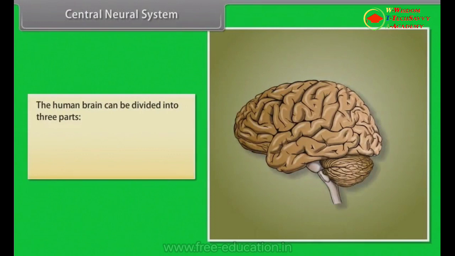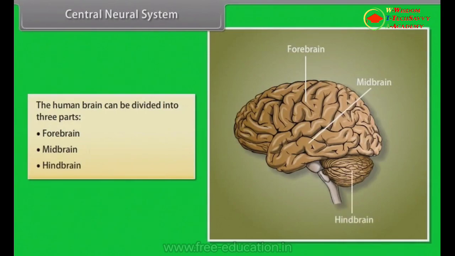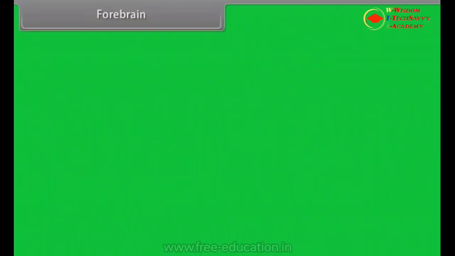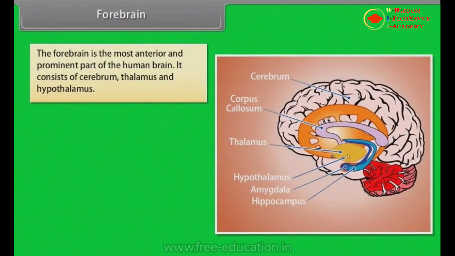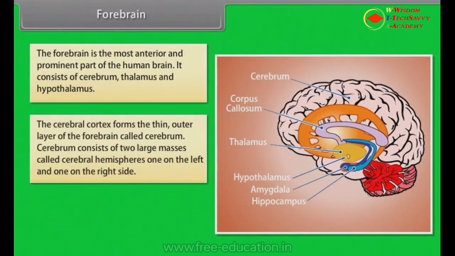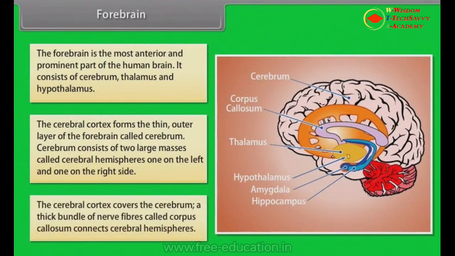The human brain can be divided into three parts: forebrain, midbrain and hindbrain. Forebrain. The forebrain is the most anterior and prominent part of the human brain. It consists of cerebrum, thalamus and hypothalamus. The cerebral cortex forms the thin outer layer of the forebrain called cerebrum. Cerebrum consists of two large masses called cerebral hemispheres, one on the left and one on the right side. The cerebral cortex covers the cerebrum.